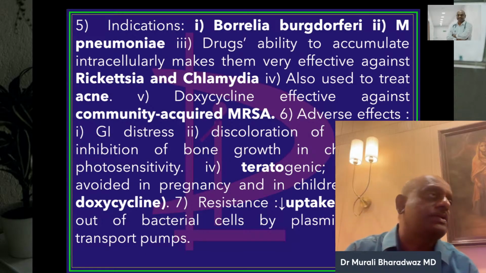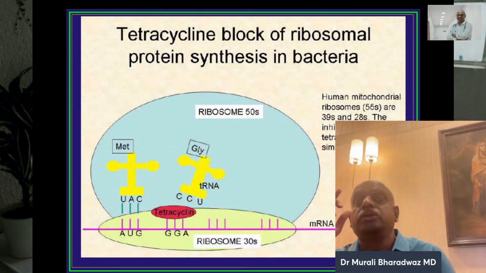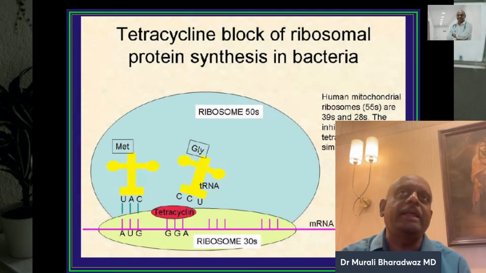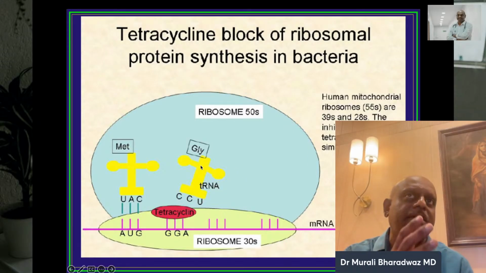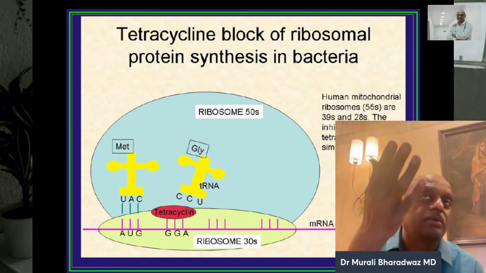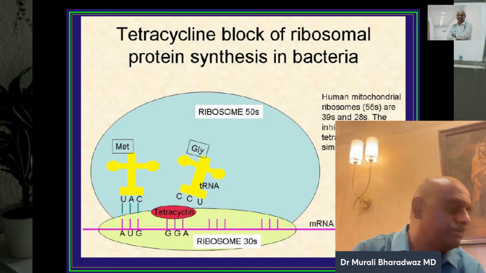Then resistance, what is it due to? Because of decreased uptake or increased efflux from the bacterial cell. So remember, the aminoacyl tRNA, which is bringing the amino acid, is being prevented from giving its amino acid because of the tetracycline.